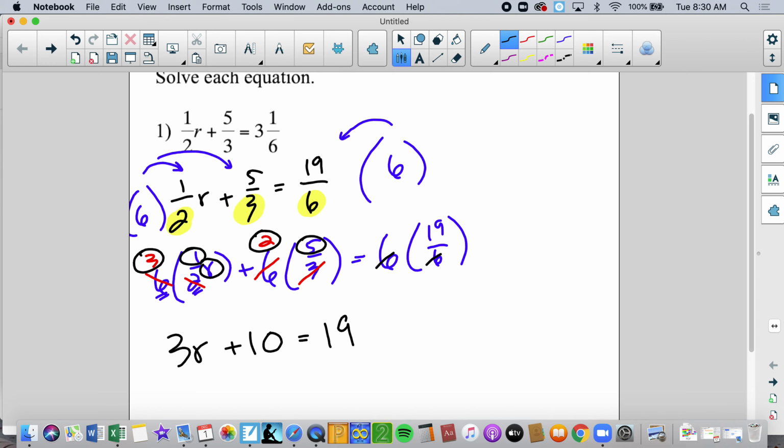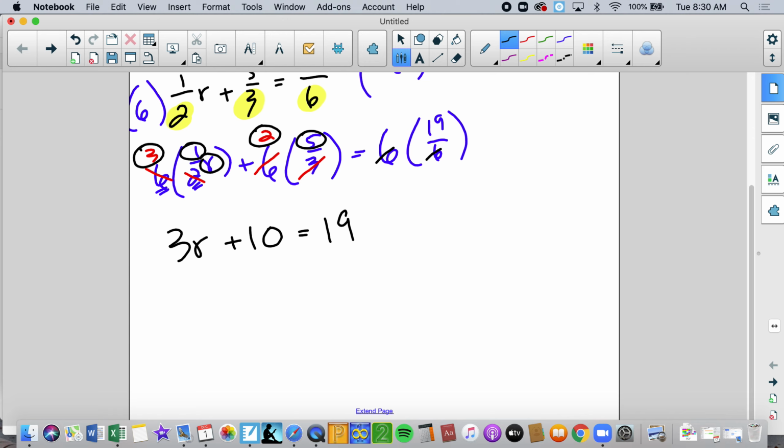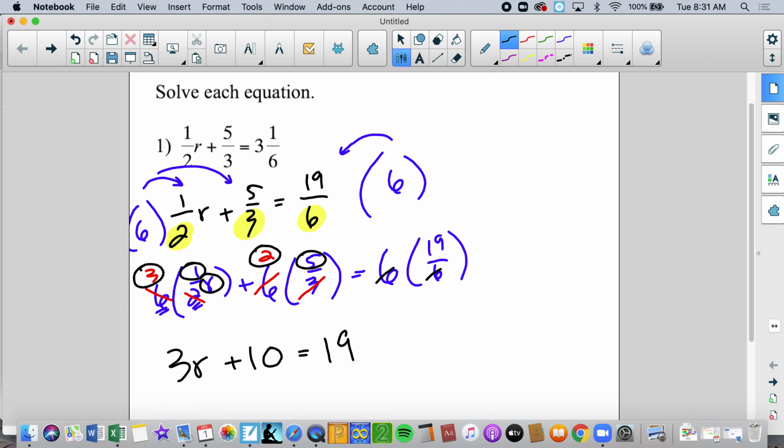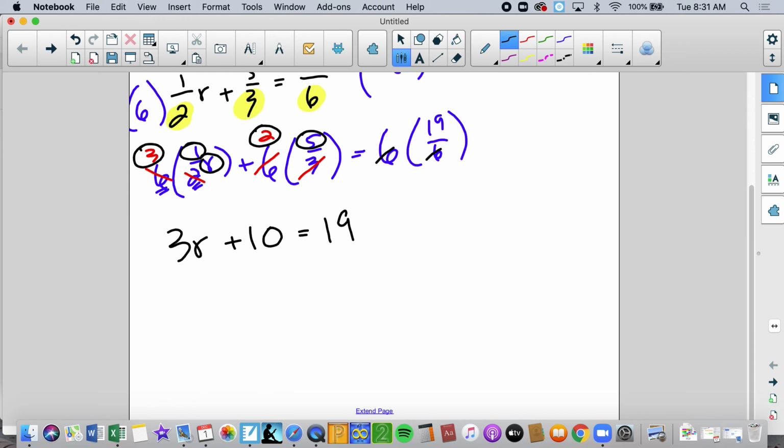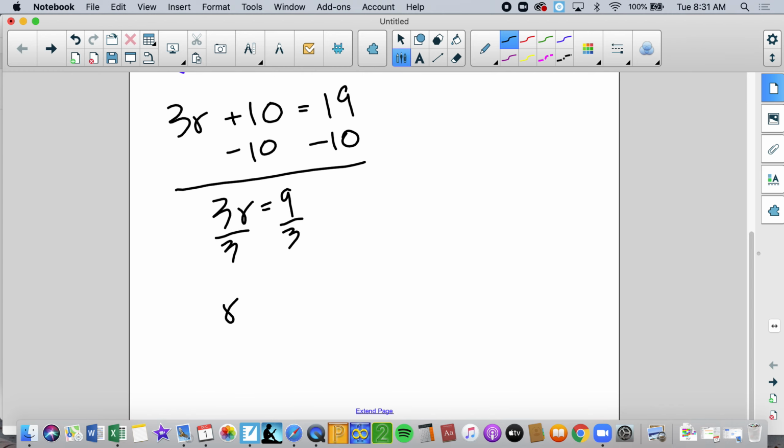So you have 1/2 r plus 5/3 equals 3 1/6. That is the same equation as 3r plus 10 equals 19. Which one looks easier, the starting one or where we are now? Absolutely where we are now. So now you subtract 10, you get 3r equals 9, divide by 3, and your answer is r equals 3.